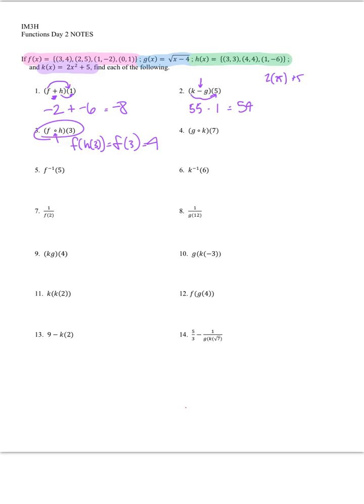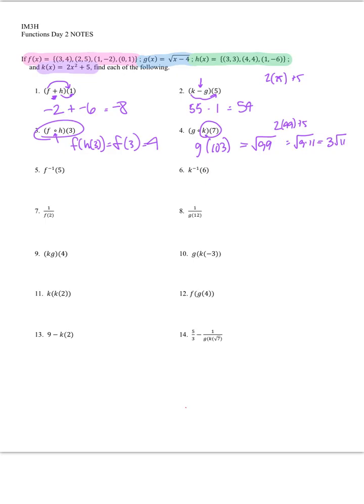All right, so now this is sort of the same thing. This is asking me to put 7 into the k function first. So what is that? 2 times 49 plus 5. So this is actually g of 103. When I put 103 into the g function, I get the square root of 99. That simplifies to be, 9 times 11, so 3 rad 11. All right, now I didn't explain how to simplify that radical. If you need me to do so, please come into tutorial.